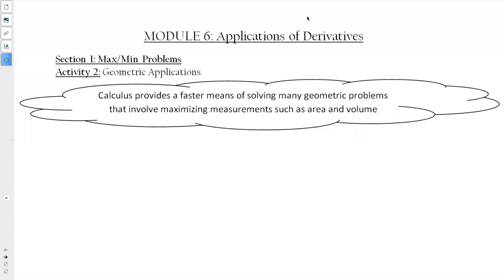All right, for this video lesson, we're going to do some geometric applications of max and min problems, okay? Calculus will allow us to provide a faster means of solving geometric problems as opposed to just doing multiple cases of trial and error, essentially, okay? So using area and volume for calculations regarding those two measurements, we can use calculus to solve for unknowns, okay?